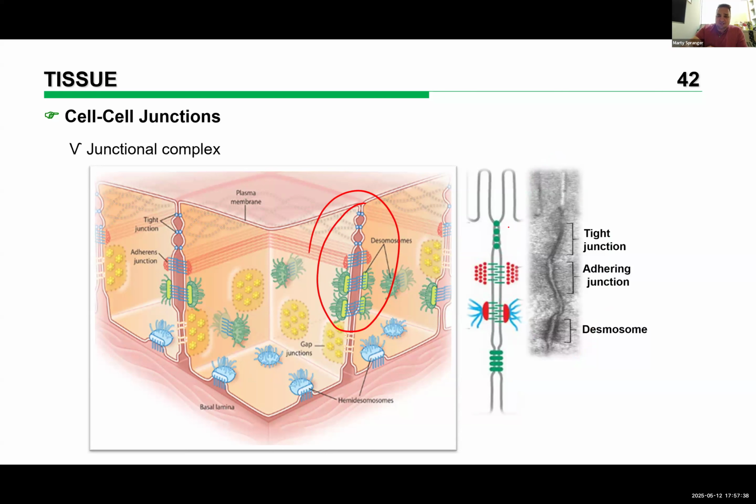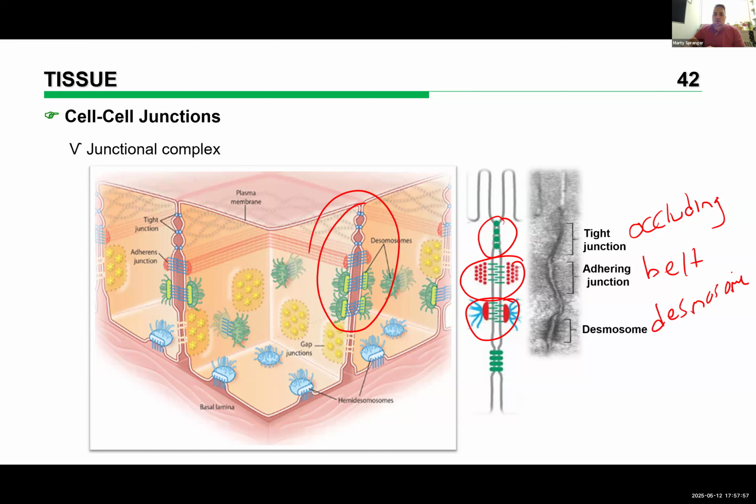So here we have most apically a tight junction. We also call that an occluding junction. We have an adhering junction that we also call a belt junction. And then we have a desmosome. So really, the ones that hold cells together are these two. Tight junctions don't hold cells together. Kind of weird, right? Sounds like it would, tight junction.